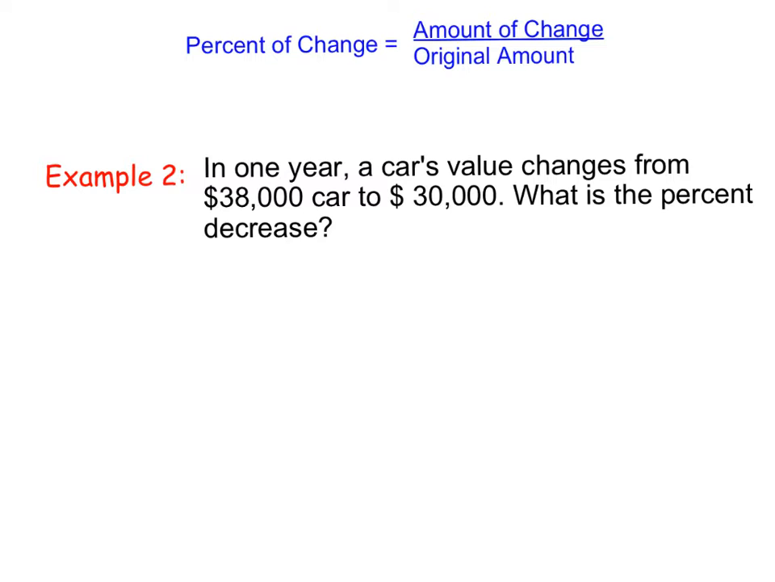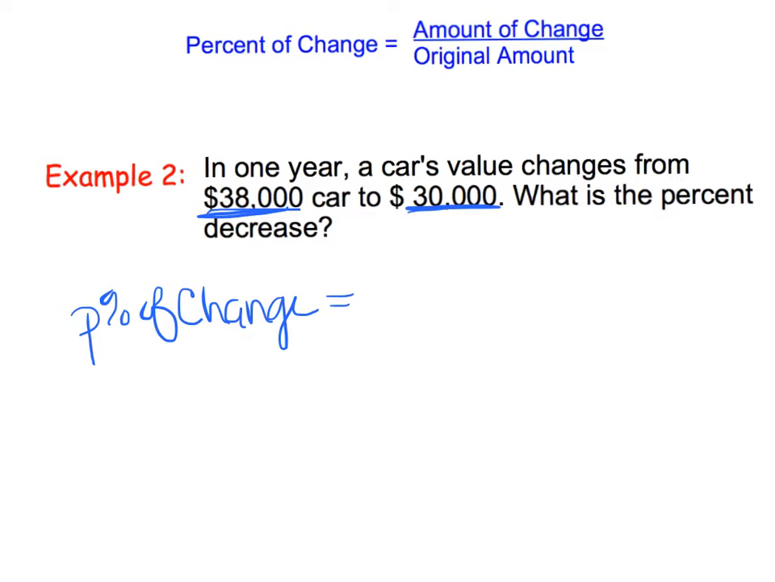Let's try another one. In 1 year, a car's value changes from $38,000 to $30,000. What is the percent decrease? Well, you can see the amount decreased because it started out as $38,000 and then has depreciated to $30,000. So once again, we use our percent of change formula. You can either write percent of change or percent of decrease.